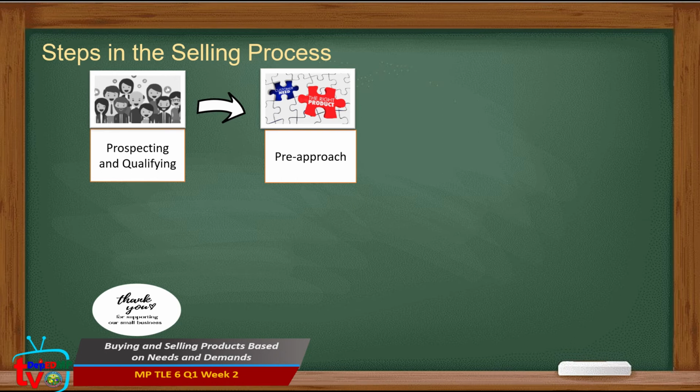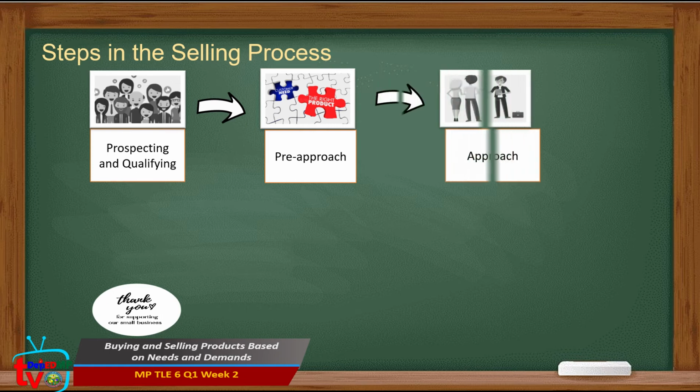The second one is pre-approach. This is when you familiarize the needs, wants, and demand of your buyers. If you are thinking of something to sell, you think of what would these buyers would need. The third one is approach. This is the step when you make small talk and build a relationship with your prospect customers.